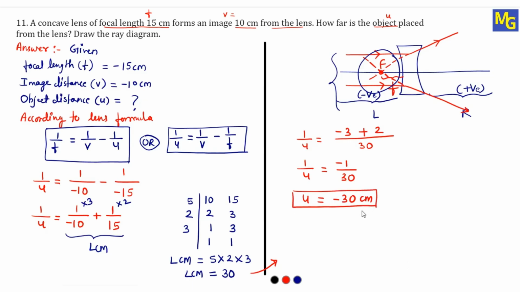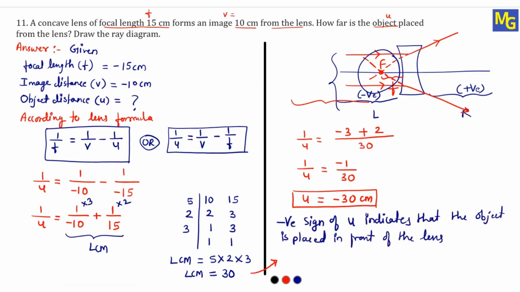So as I told, it is u. U is nothing but object distance, and -30. I should get negative because the object is always placed on the left hand side. So here I can write the sentence: the negative value of u indicates the object is placed in front of the lens. So this is the sentence which I have written. Now we have to draw the ray diagram. You can see the question, draw ray diagram. So we will draw the ray diagram on the next page.